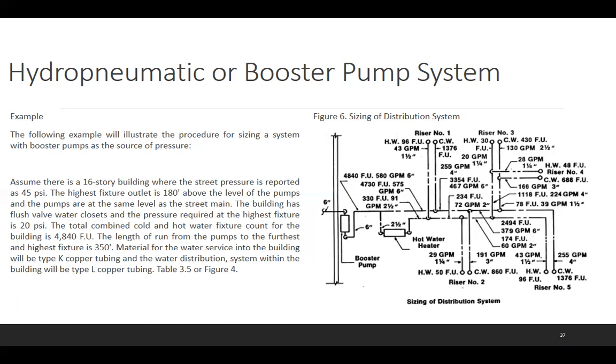Material for the water service into the building will be type K copper tubing, and the water distribution system within the building will be type L copper tubing. Table 3.5 or figure 4. Ayan. So ito is type K. Paglampas niyan, type L.